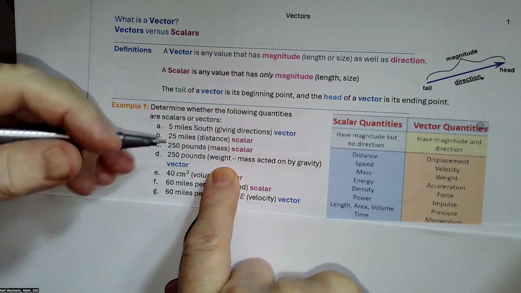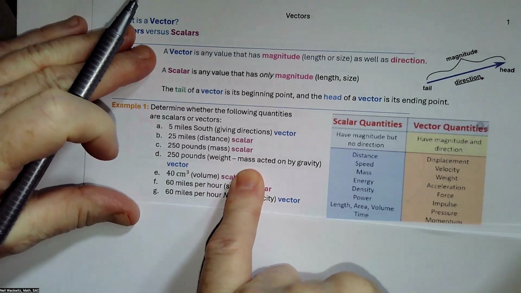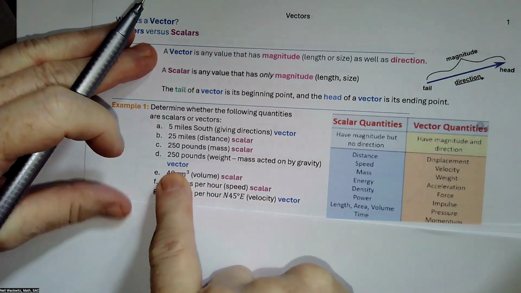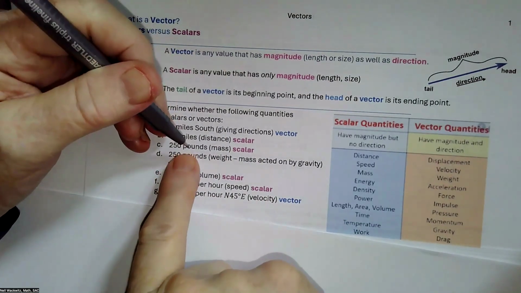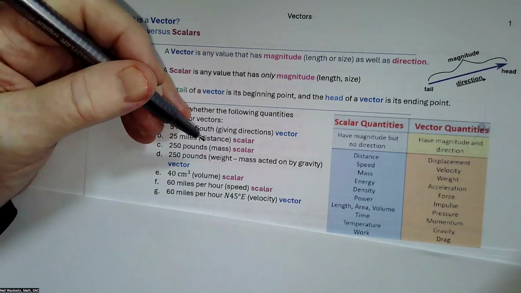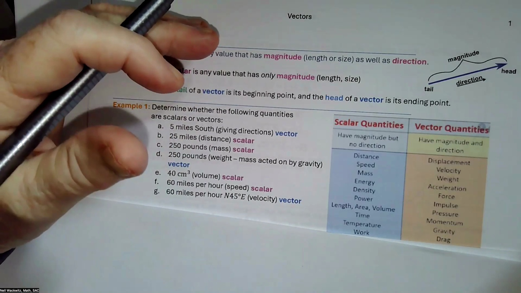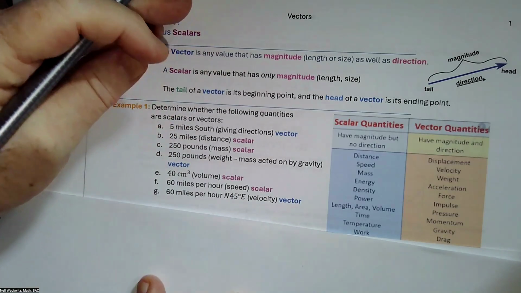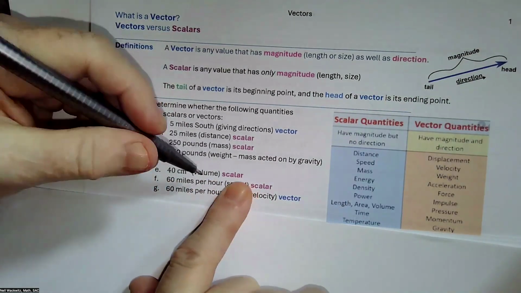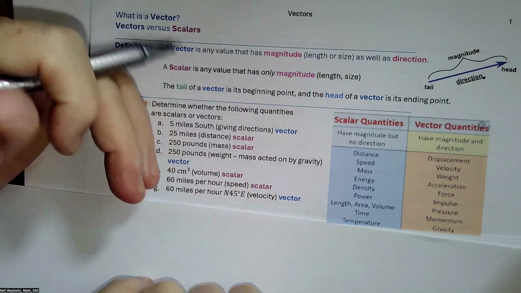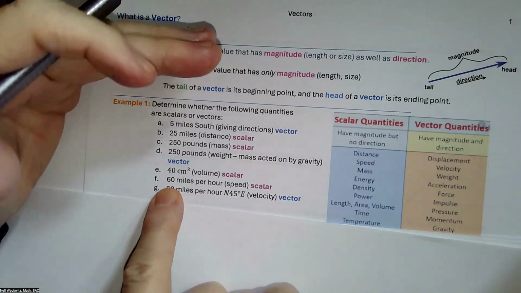However, 250 pounds weight is mass acted on by gravity, and that is a vector. The English units are a little bit confusing with the pounds mass and pounds weight. In metric units, they're different, and that makes it easier. Volume is a scalar. And I can't think of an example of volume with a distance or direction.